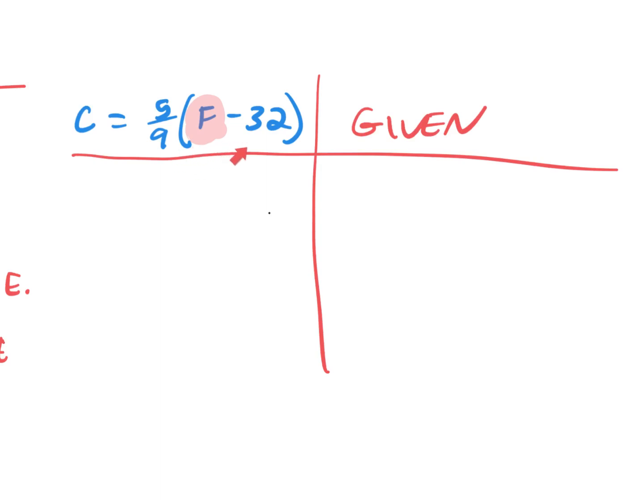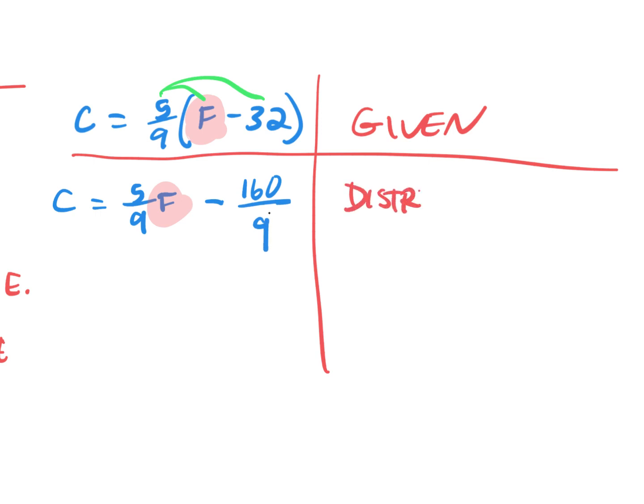As usual, we begin with the given. The next thing we might do is use the distributive property. So 5/9 times F minus 5/9 times 32, which is 160 ninths. All right, that has a reason, and as I said, we call that the distributive property.